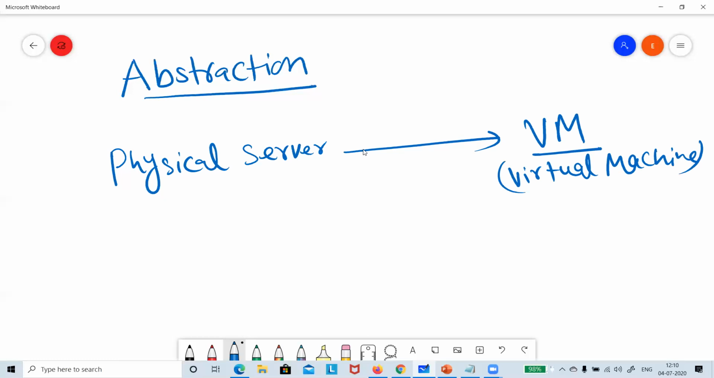Okay. So what we are talking about is, I'll just use the same word here. Abstraction. So we can define it as the ability to abstract a physical server into a virtual server. Ability to abstract a physical server into a virtual machine, right? So what can a VM virtualize?